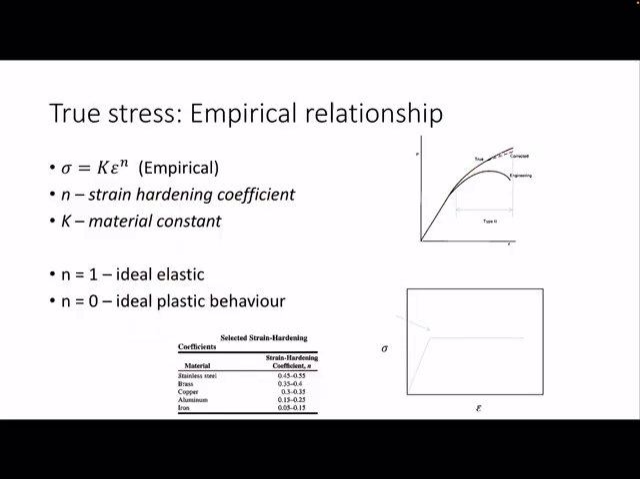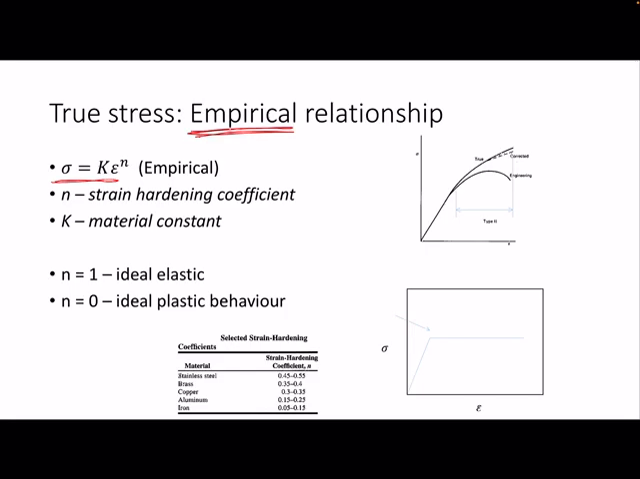Okay, then we've got the true strain, the empirical relationship. Now, please remember, this is empirical, meaning that it's just a calculation. It's not based on fundamentals, so it's just an equation that we fit to the curve. And we see that the relationship that works the best is true stress is equal to K times the true strain to the power n, where n is your strain hardening coefficient and K is your material constant.